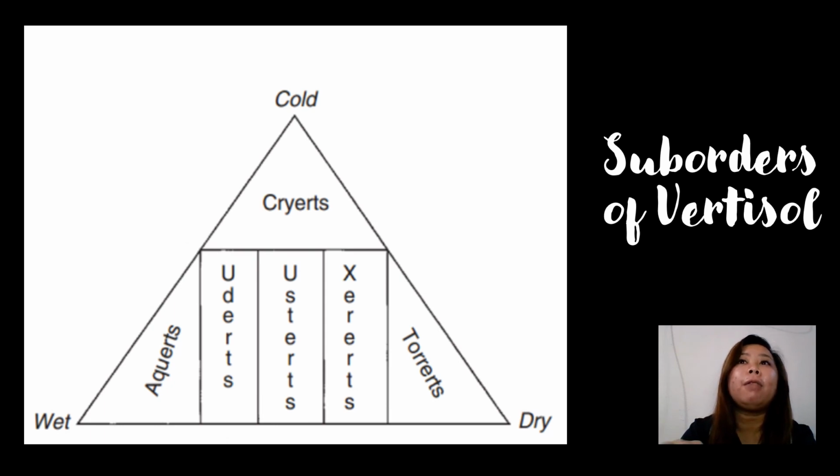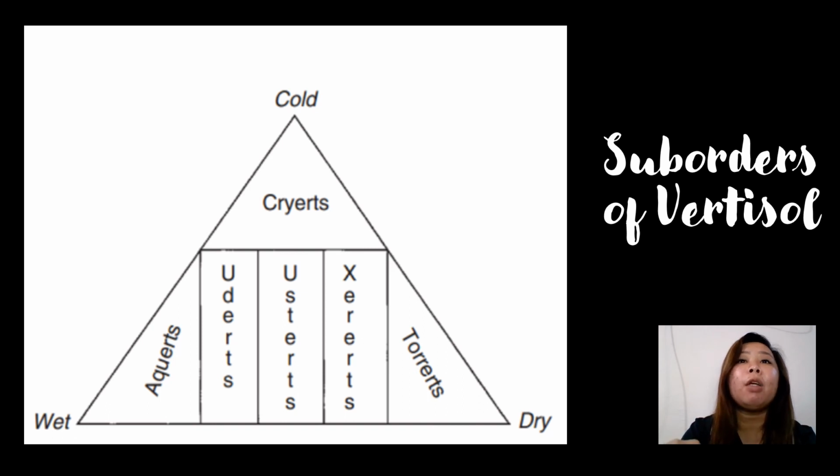And then we have the suborders of vertisols. Again, we have the aquerts with aquic conditions for some time in most years and have the presence of redoximorphic features. And then the cryerts having a cryic soil temperature regime. The xererts. These soils have a thermic, mesic, or frigid soil temperature regime, and unless irrigated have cracks that are open at least 60 consecutive days during summer, but are closed at least 60 consecutive days during winter.